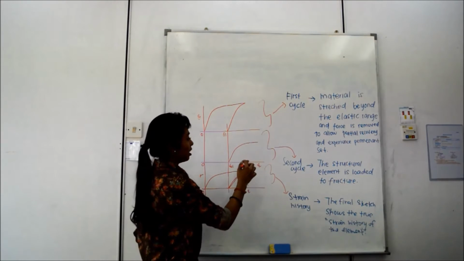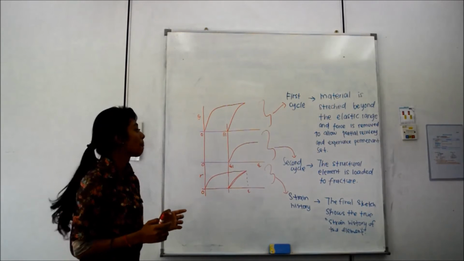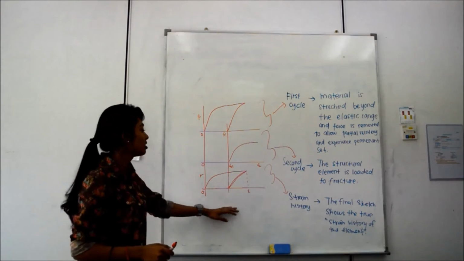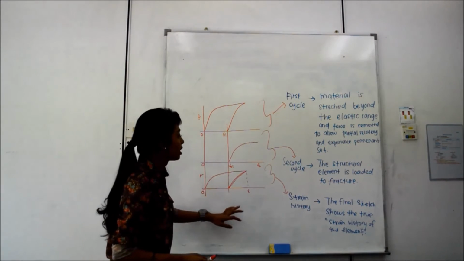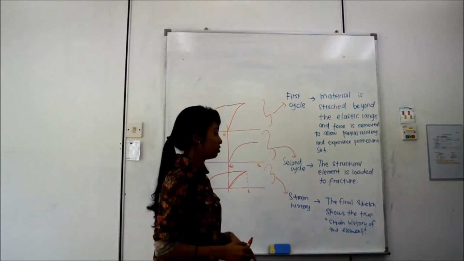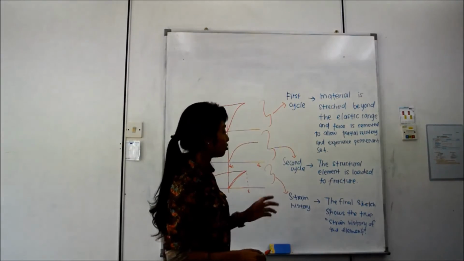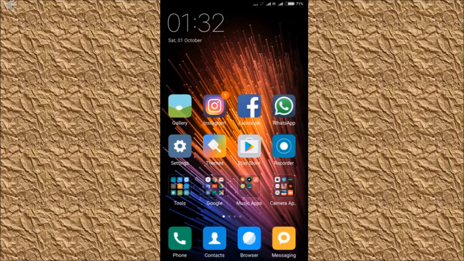Stretched until the limit where it wants to fracture. Okay, and the last one is strain history. Strain history is the combination of first cycle and second cycle. In strain history, there is a final sketch that shows the true strain history of the element. Thank you.